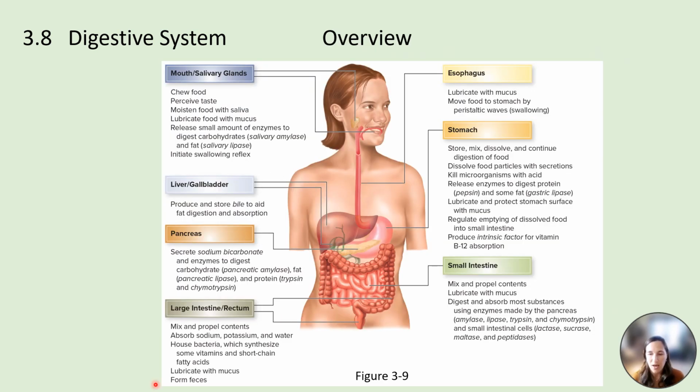Okay, so I included this, this is figure 3.9, because it gives a nice overview of what each of these 6 organs of the GI tract that I just told you about do. And it also gives you a breakdown of what the liver and the gallbladder and the pancreas do. So please review this. It's figure 3.9 in your textbook.